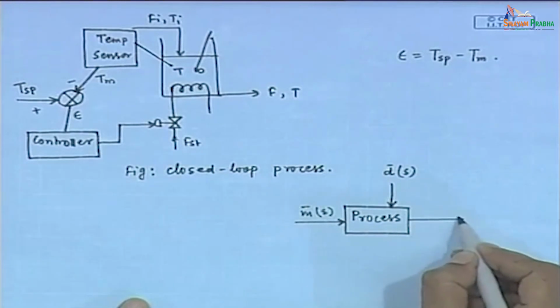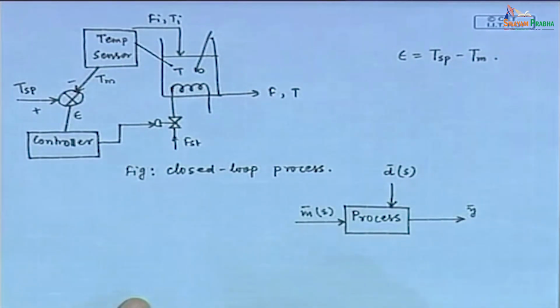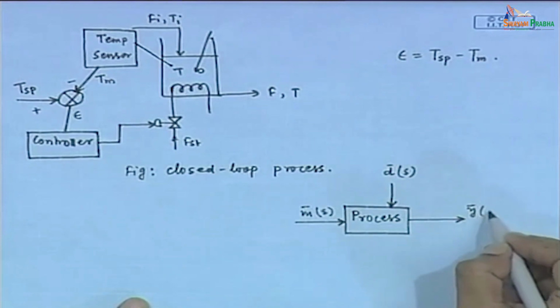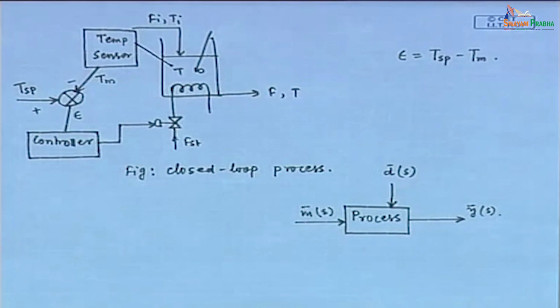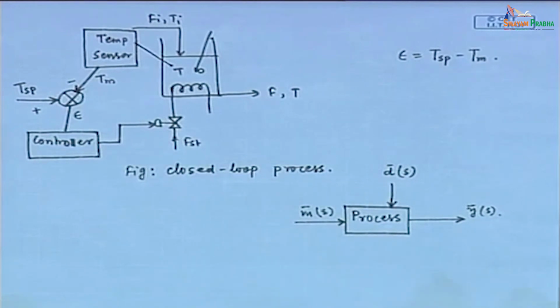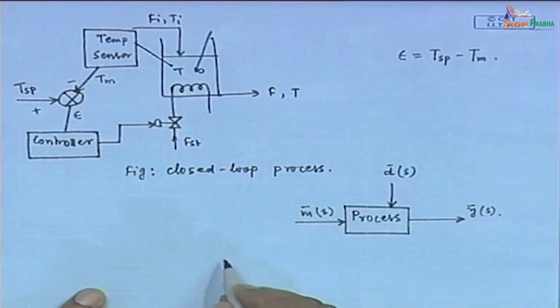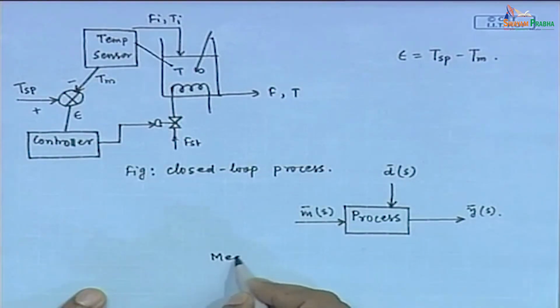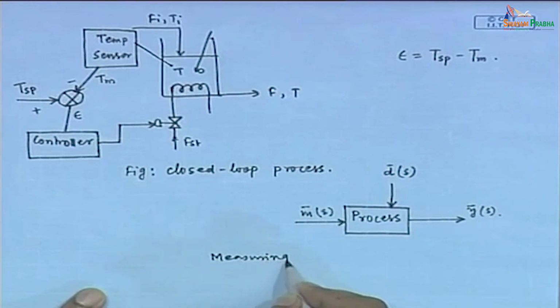The output of the process is y. In Laplace domain we can write y bar s. Fine. This is the block diagram of the open loop process. There is no controller involved with this open loop process. Now, what we are doing first? We are first measuring the temperature using a measuring device. So, one block we can draw for the measuring device.